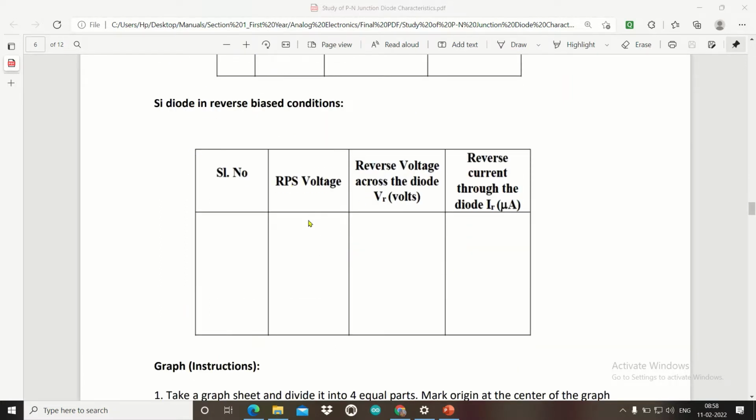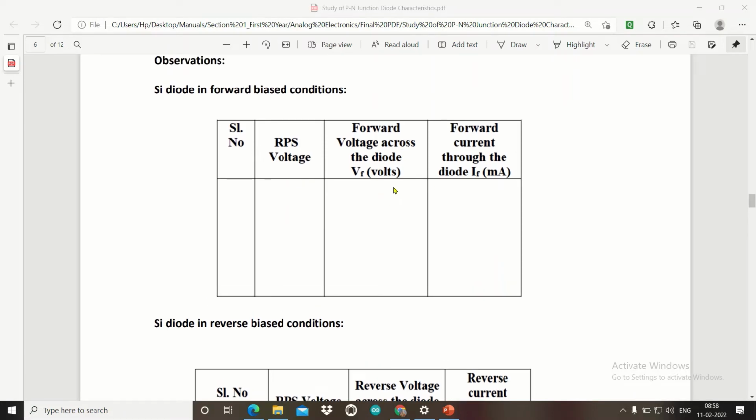Now you see this is the diode in forward bias condition. You can find the voltage that is applied across the diode, and this is the forward current through the diode.